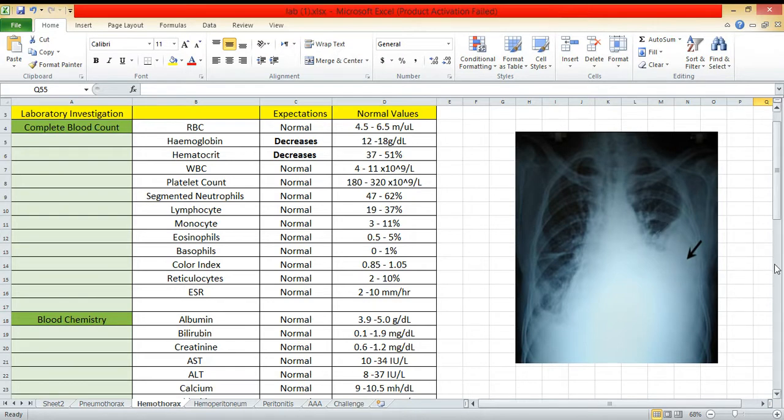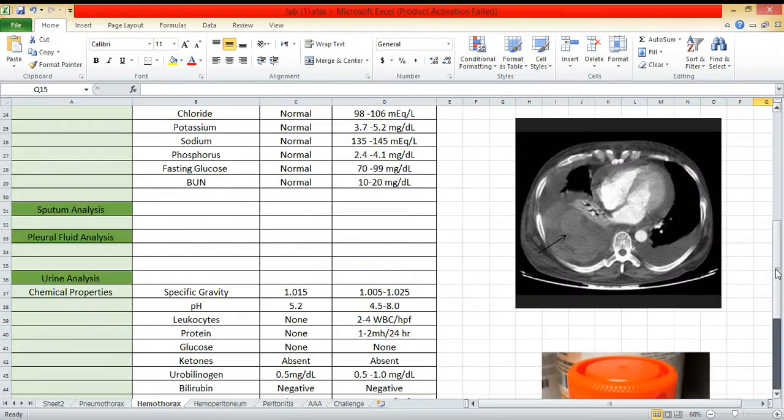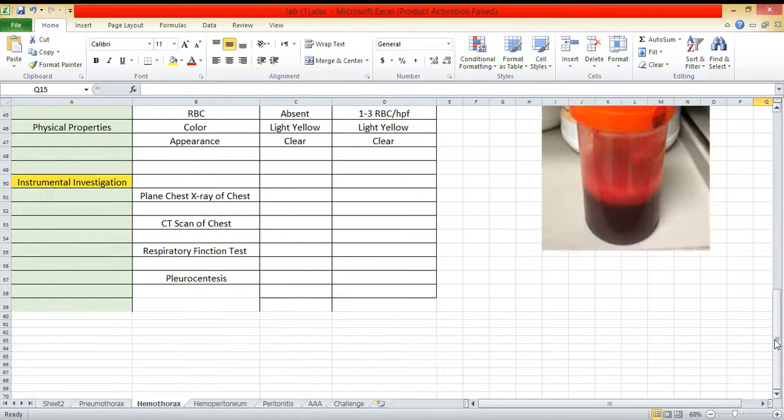Other tests carried out include blood chemistry and sputum analysis. In sputum analysis, we check the sputum for red blood cells, white blood cells, macrophages, and pleural fluid analysis, which is carried out by thoracocentesis, also known as fluorocentesis. There is also urine analysis and instrumental investigation. Carry out plain chest X-ray, CT scan, respiratory function test, and fluorocentesis.